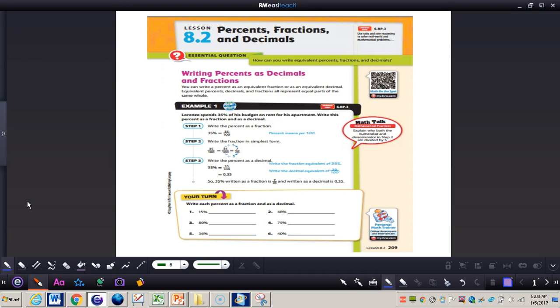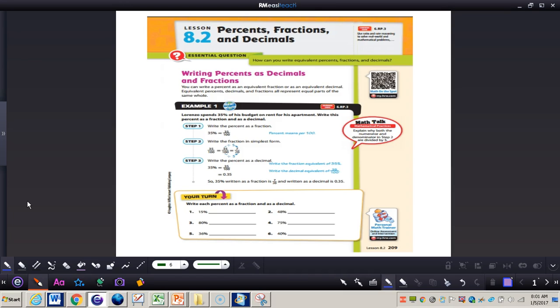We can see at the top there, it says you can write a percent as an equivalent fraction or as an equivalent decimal. Equivalent percents, decimals, and fractions all represent equal parts of the same whole. So in other words, whether you're representing a fraction, a decimal, or a percent, if they're all equivalent, they all represent the same thing. So let's look at example number 1.